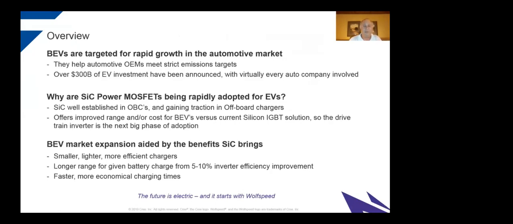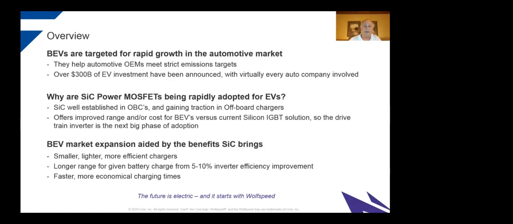And then the next wave is for the improved range and/or cost for BEVs versus the current silicon IGBT solution in the inverter itself. So the drivetrain inverter is the next big phase of adoption and will drive a lot of growth. The battery electric vehicle market expansion will be aided by what silicon carbide brings to it, because some of the big fears about battery electric vehicles are range anxiety, upfront costs, and charge time. And we can address all of those.